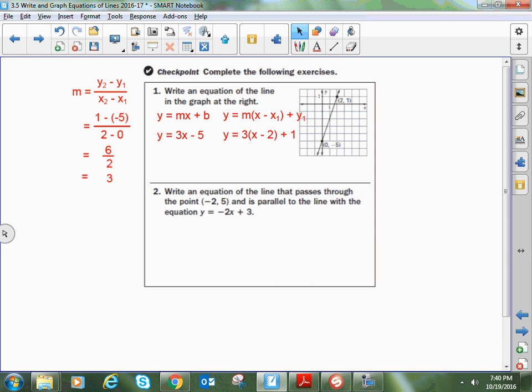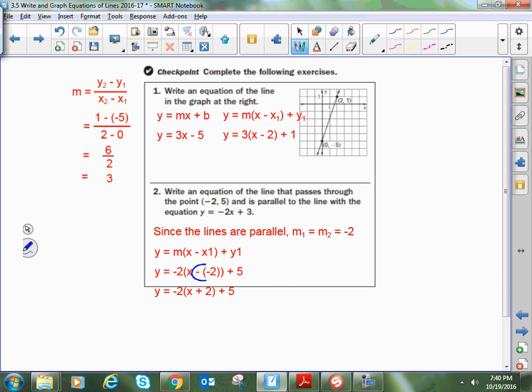So the second one: write an equation of a line that's parallel to the given line and goes through this specific point. Now this is the one that requires a little bit of algebra. First of all, you have to recognize that the lines are parallel, so the slopes have to be the same. And so here's my method. I'm just substituting the slope and the coordinate that we have to use, (-2, 5), into the point slope form. And the only math that I'm actually doing is right here, where I'm saying negative times negative to give me a positive.